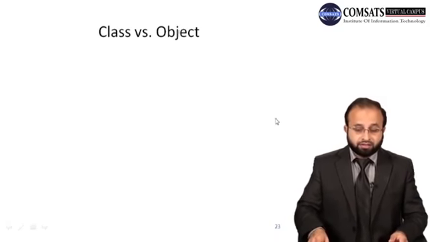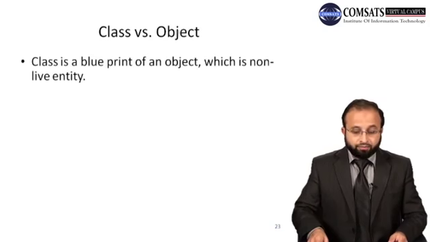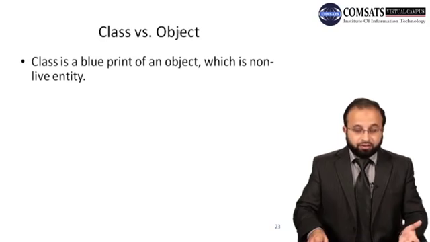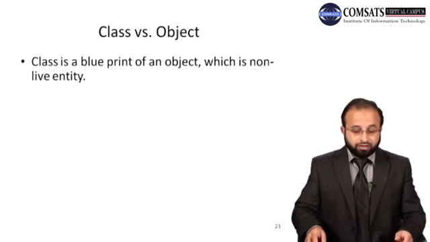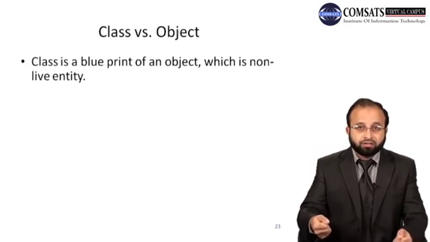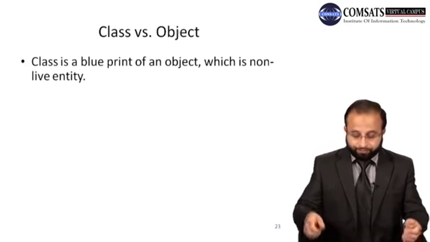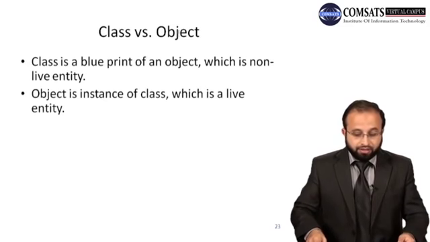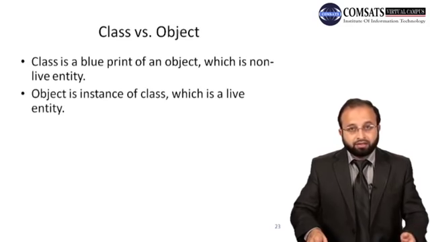Now object versus classes. A class is a blueprint of an object which is a non-living entity. So we can say the class is on the paper basically, so that is something that is not living. An object is an instance of a class which is a living entity.